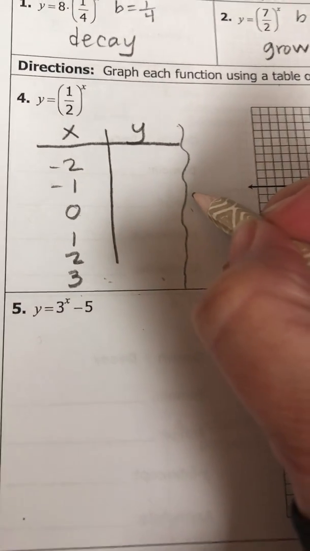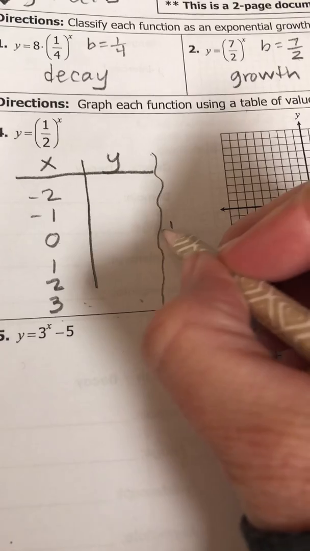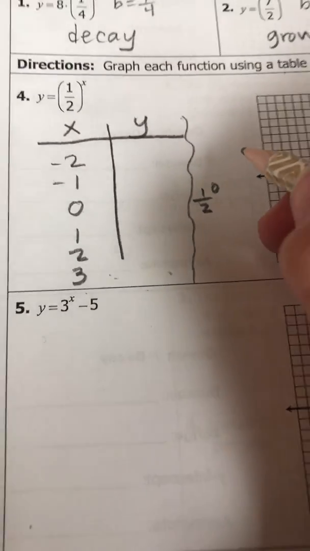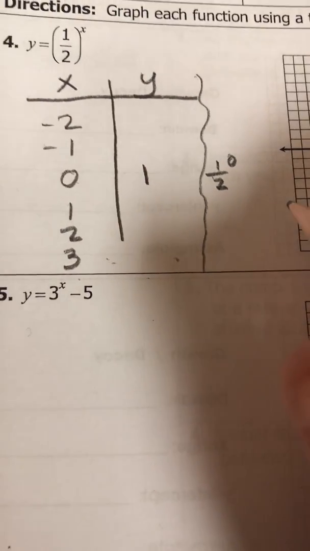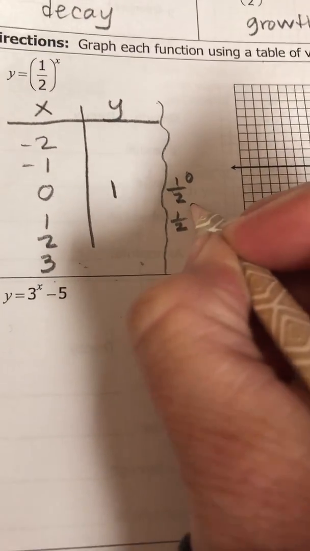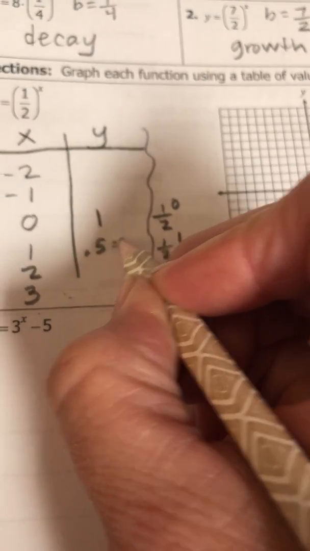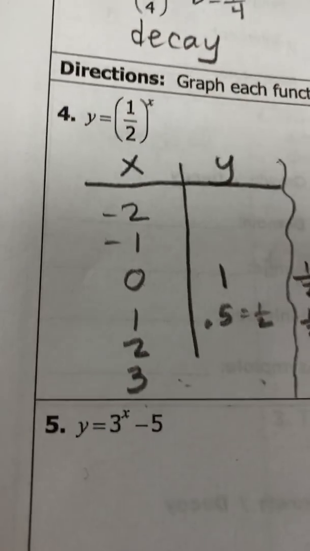So if I think about 0 here, I have a half to the 0th power. Now remember, anything to the 0th power is 1. Great. Okay, so now I have 1/2 to the first power. 1/2 to the first power is 0.5, or a half. It's always that same number. Then I need a sharper pencil.